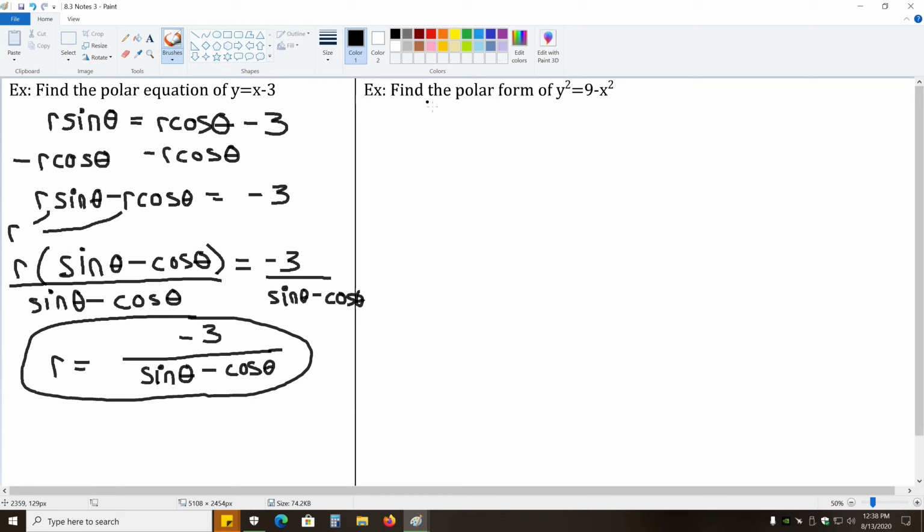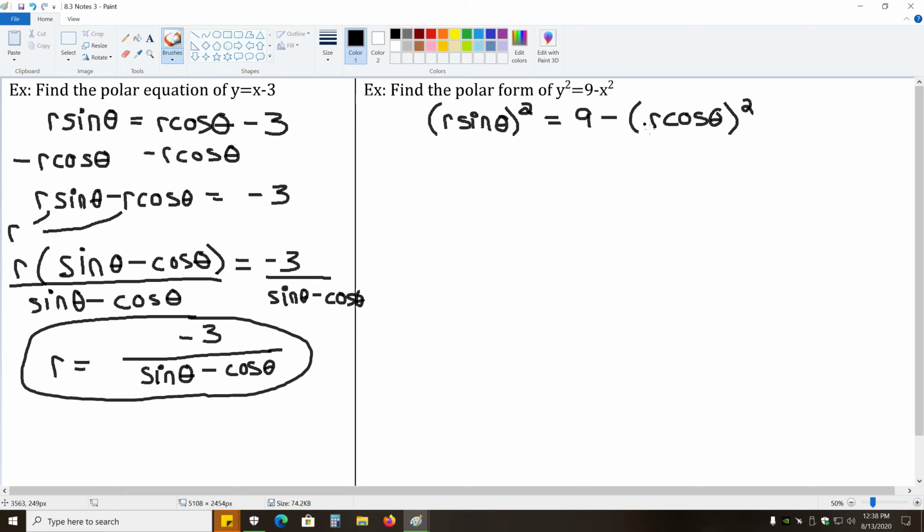Alright, so from there, we now want to find the polar form of y squared equals 9 minus x squared. Take a moment, pause the video, see if you can't do the same thing we just did in the previous problem. And there will be a little trick to this. Okay, so trying this together, y is r sine theta. So we get r sine theta quantity squared equals 9 minus x, which is r cosine theta, quantity squared.